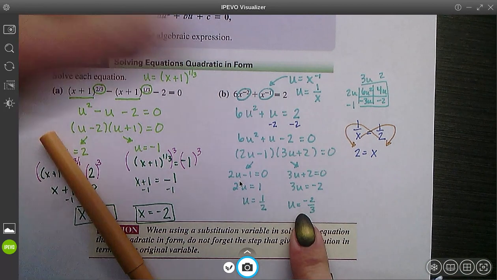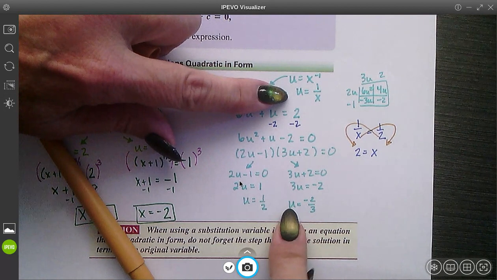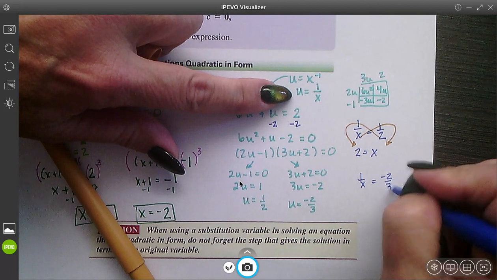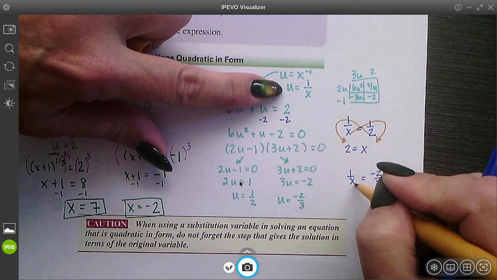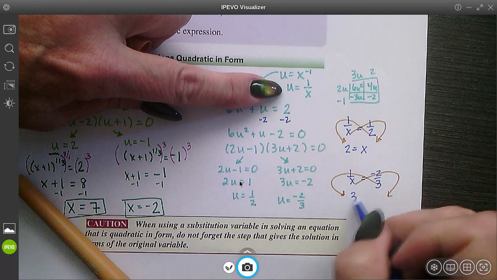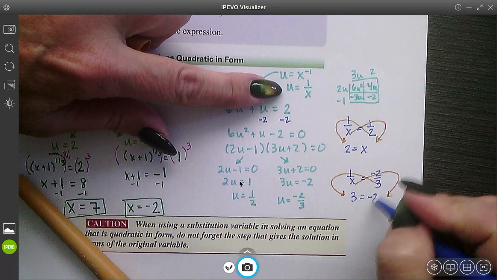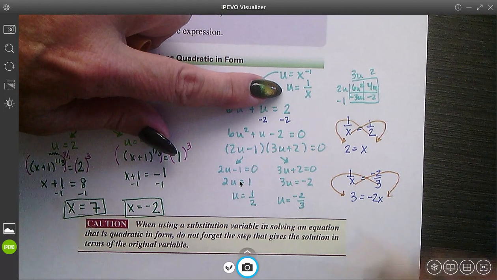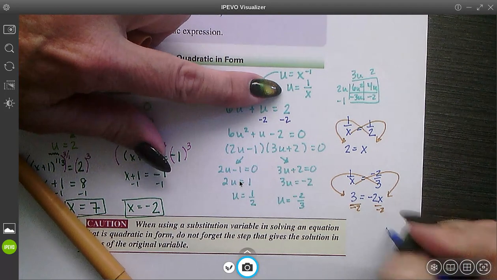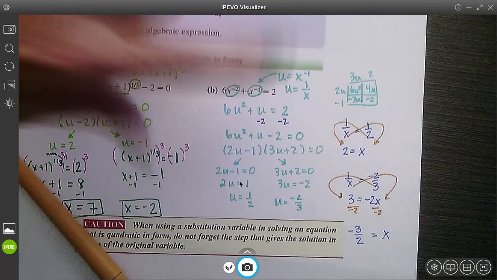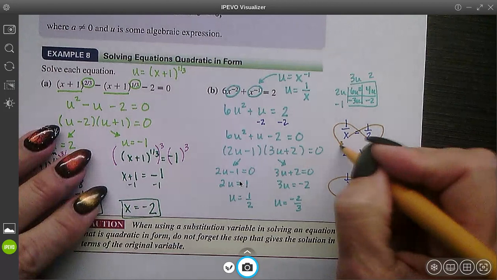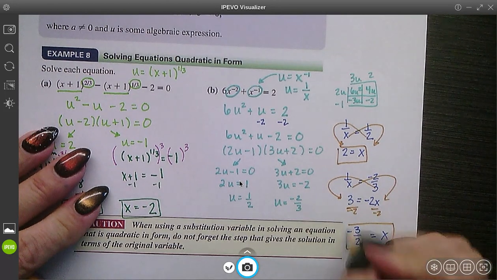Then I'm going to do a similar thing for u equals negative 2/3. So instead of writing u equals negative 2/3, I'm going to write 1 over x equals negative 2/3. And I can cross multiply that one as well. So I get 3 times 1, which is 3, equals x times negative 2, negative 2x. Divide both sides by negative 2. I get x equals negative 3/2. So my 2 solutions for this equation are x equals 2, x equals negative 3/2.